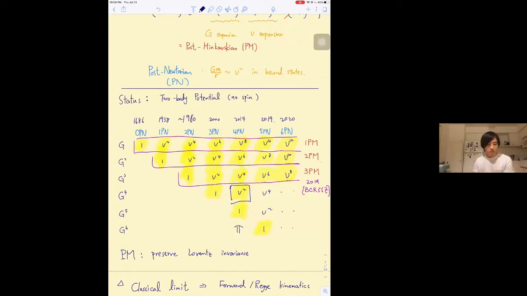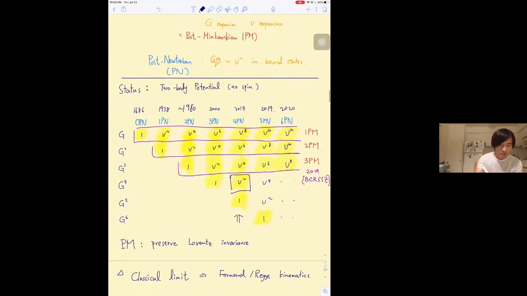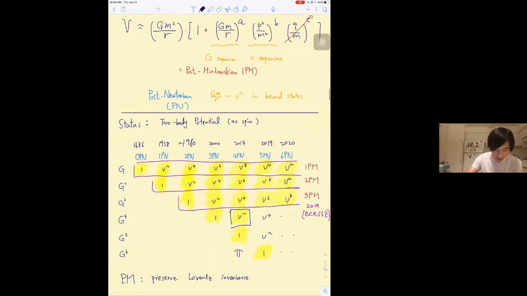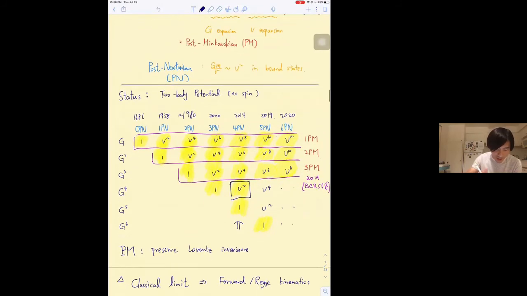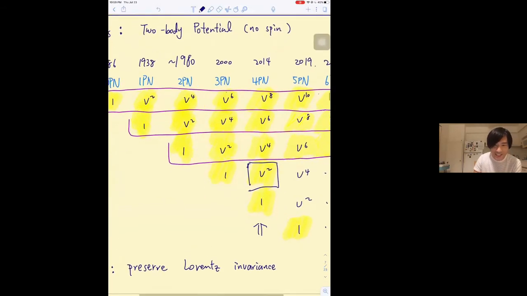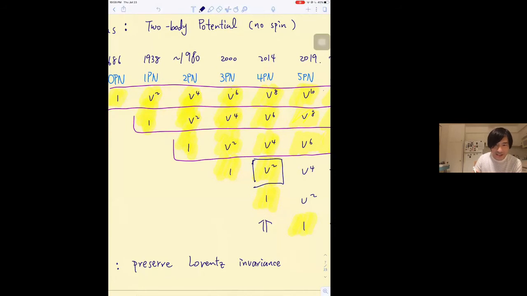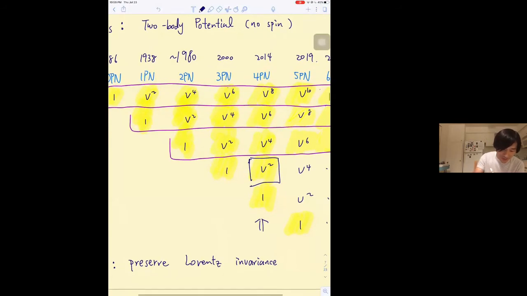Is there an easy way to see this counting? I mean, why does radiation come in here? Okay, I think I can. So what is the radiation effect? Basically, I need the binary system to first emit a radiation, and this radiation has to talk to the binary, and then eventually this is absorbed back to the binary system.